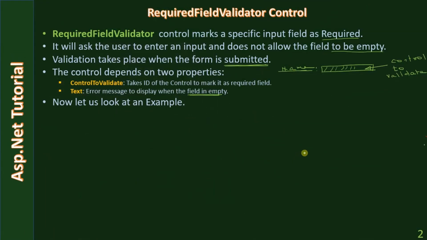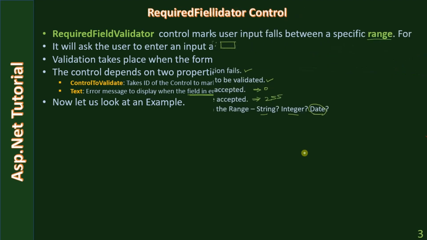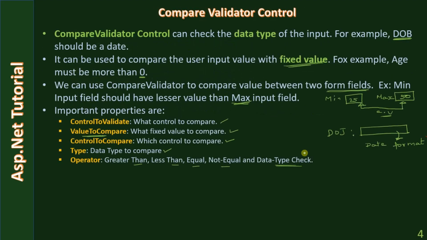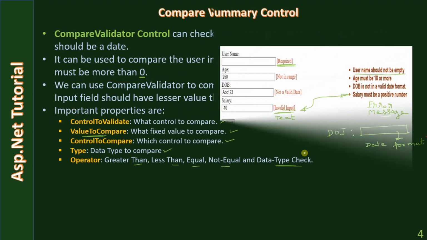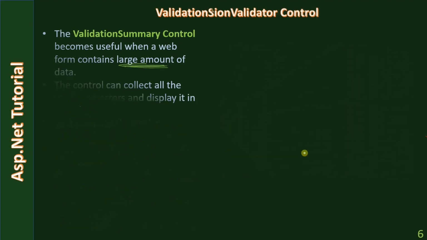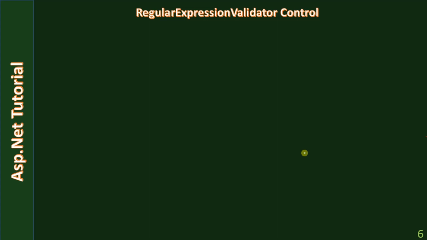So when we started the sub-series, we started with the required field validator. Then we moved on to range validator. After that, we learned compare validator. In the last video, we learned about validation summary control, which assembles all the previously created validation controls' validation messages. Now we will use the regular expression validator control.